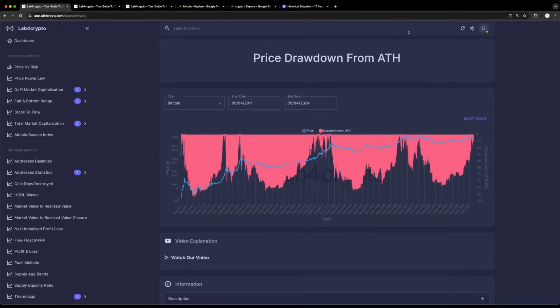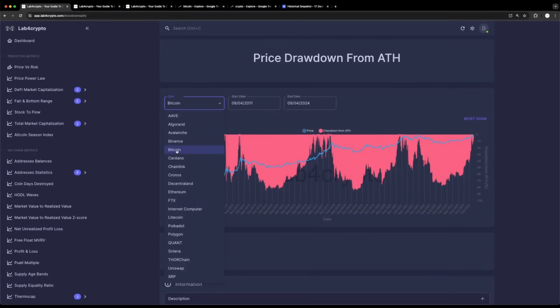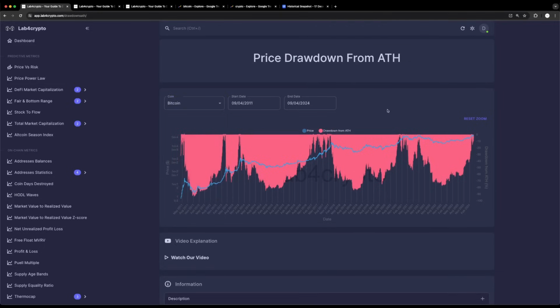To explain the importance of this graph, I'm going to use Bitcoin as an example and also some altcoins, but of course in the platform you will be able to explore more than 20 crypto assets. On the x-axis of the graph in front of us, we have the date. On the y-axis on the left side, we have the price in US dollars, and the price is in a logarithmic scale. And on the right side, on the y-axis, we have the drawdown from all-time high in percentage terms. If we mouse over the graph, you will see the blue color is the price of Bitcoin, and the red color is the drawdown from all-time high in percentage terms.